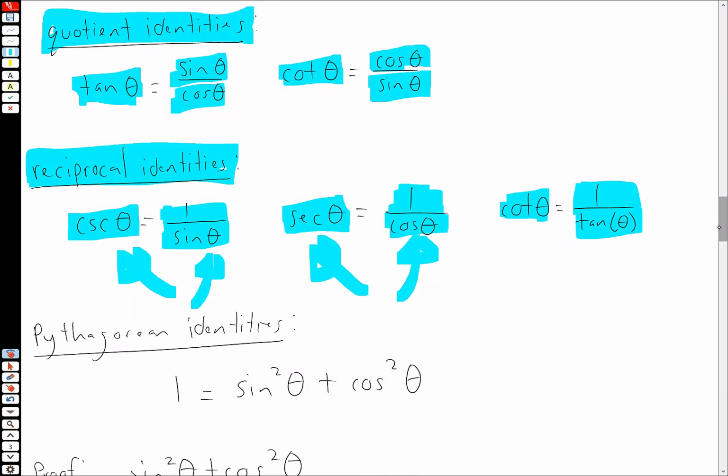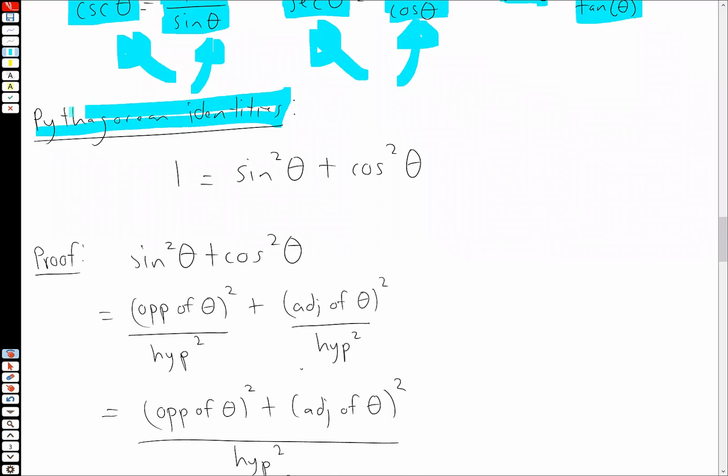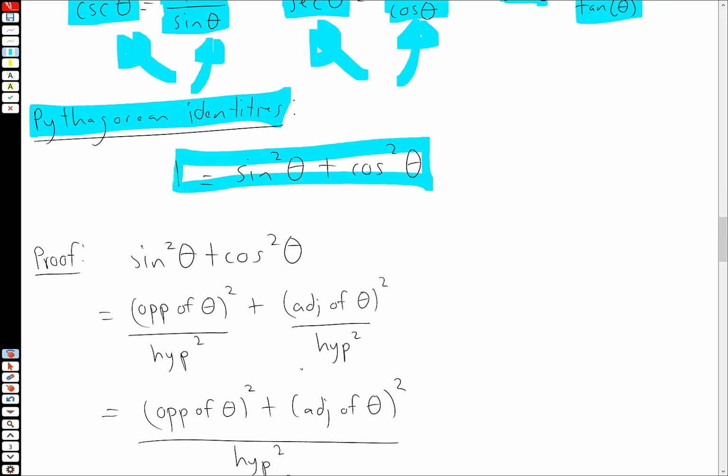And then another important identity that we'll be using off and on throughout the rest of the videos is the Pythagorean identities. If you take anything away from identities, this is the one I want you guys to remember the most because it's one of the most useful identities we have in trig. The Pythagorean identity says 1 is equal to sine squared theta plus cosine squared theta.